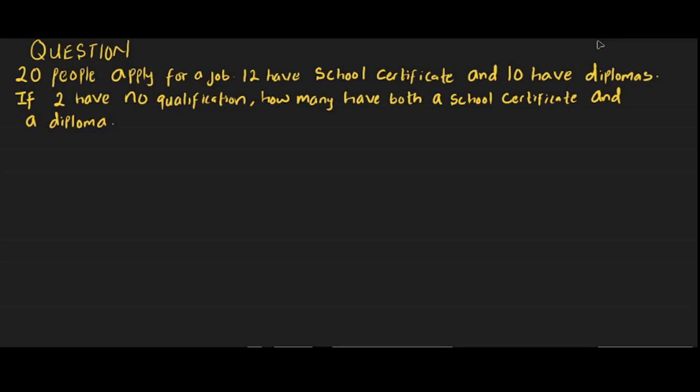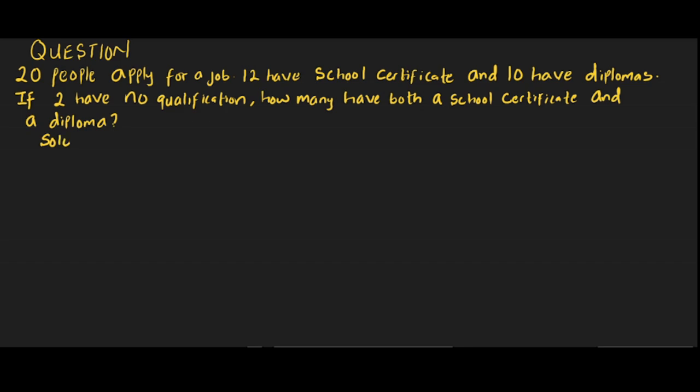We have a question here. 20 people apply for a job, 12 have school certificates, and 10 have diplomas. If 2 have no qualification, how many have both a school certificate and a diploma? Now, this question is under sets. Let's get out the information from the question.